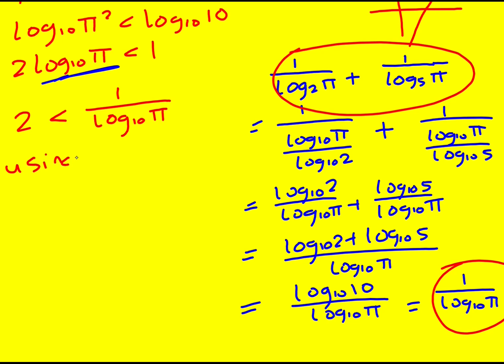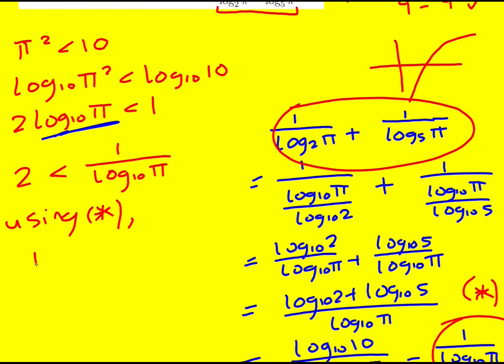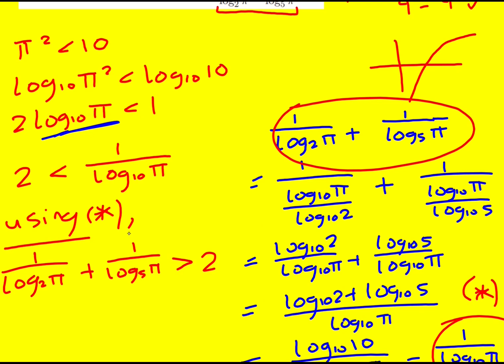So using star, let me just see how they wrote it. Okay, they wrote it the other way around. We're going to have 1 over log to base. We could just say result follows, or we could write it down. And this limit could be greater than 2. Nice.